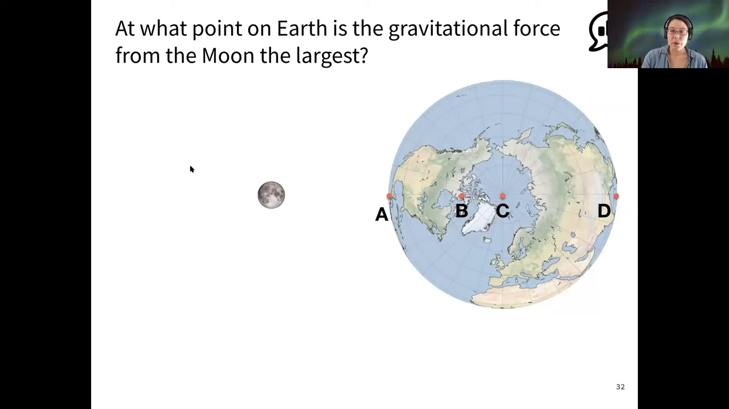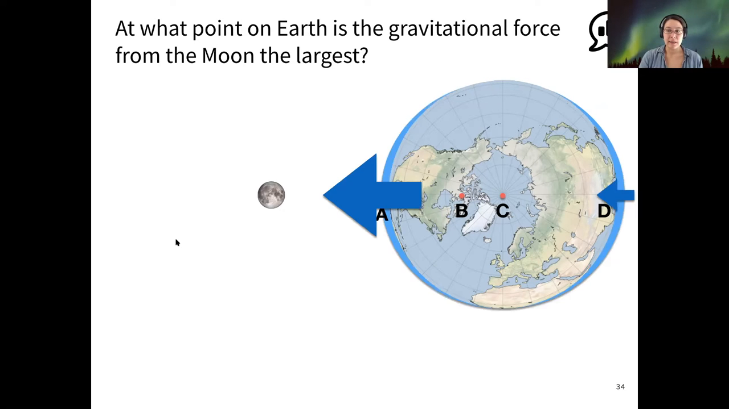Just to think about what it means for there to be different forces at different locations across an object, the Earth experiences some gravitational tug from the moon. So at which of these four points would the gravitational force from the moon be the largest? All right, so if you chose A, you are correct. Remember from last time, the gravity force is stronger for objects that are close together rather than far apart. So an object at point A would experience a greater gravitational force from the moon than an object at point D.